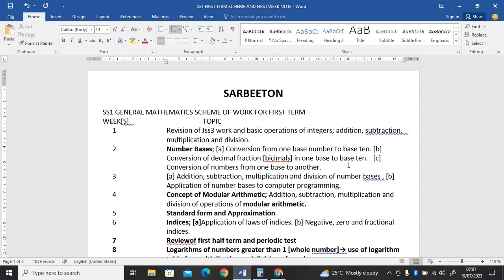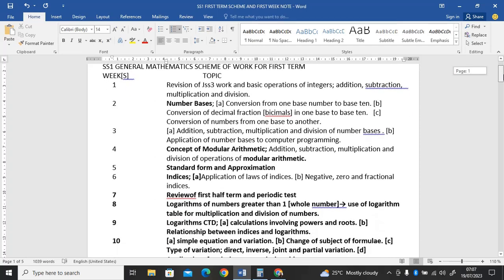Now, the first one, SS1. This is the scheme of work for SS1, starting with revision of last term's notes. I will attach these notes to the description or the first comment on this video, so you can download this particular scheme of work and the notes attached to it. So you have the soft copy. As I'm solving something, you will use your notes also to back it up, so that you have complete knowledge of what I'm taking you through.